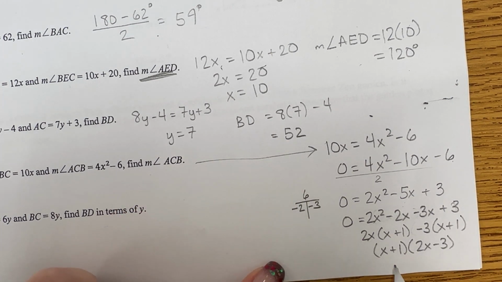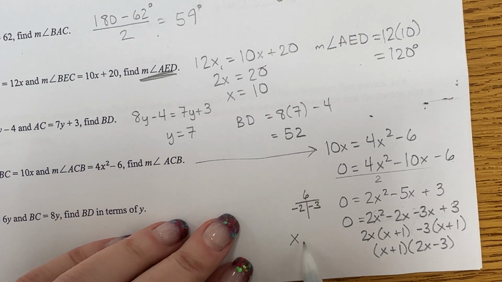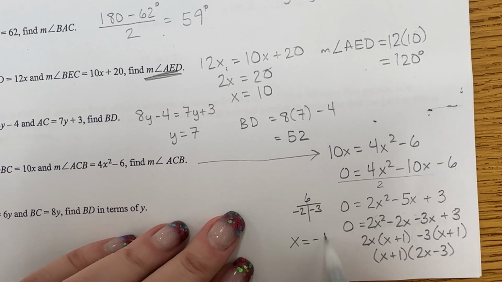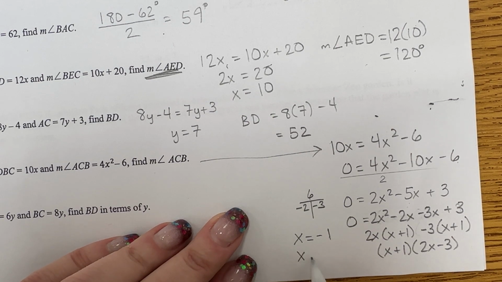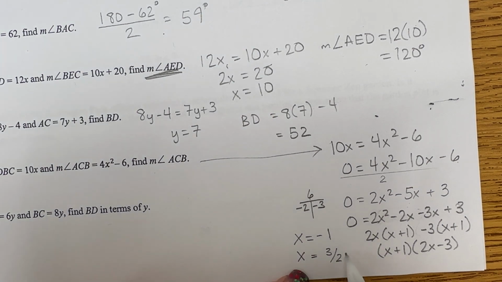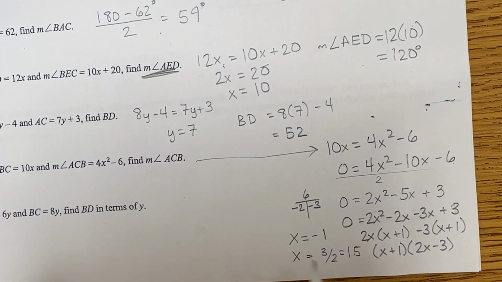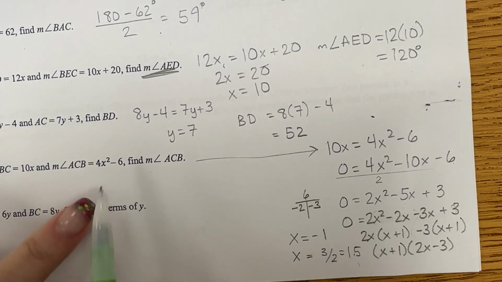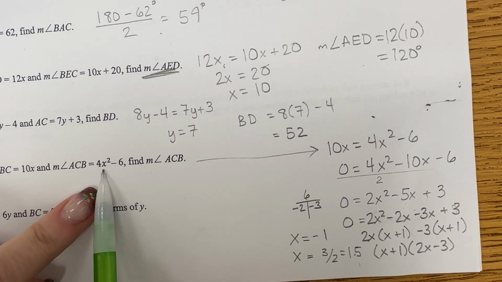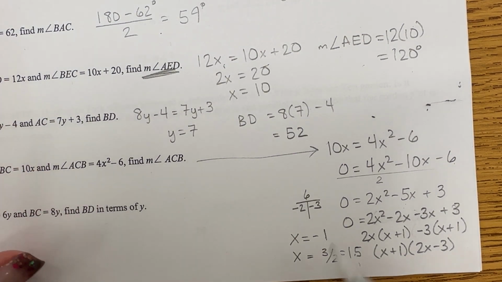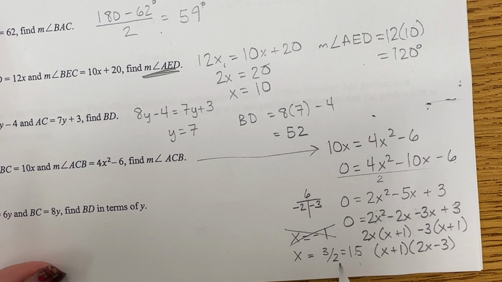Okay, so when I solve this, I'm going to get x equals -1. And I'm going to get x equals 3/2, which is about 1.5. Okay, now in order to figure out which of these is the right answer, because only one of them is going to be right, you literally need to put this back in the original problem and try and evaluate it. Now, if I put a -1 in right here, I'm going to get a negative angle measurement. So that's an extraneous answer.